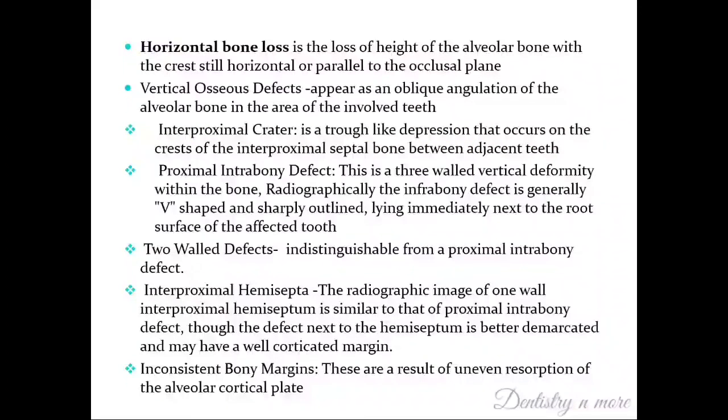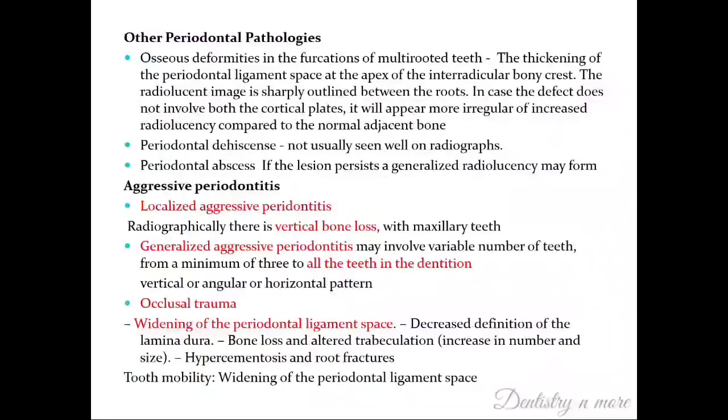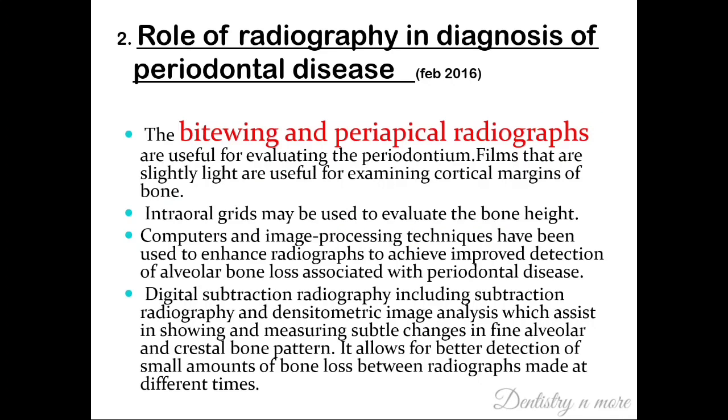Horizontal bone loss is nothing other than loss of the height of the alveolar bone that remains horizontal or parallel to the occlusal plane, whereas vertical defects show an oblique angulation of the alveolar bone in the area of the involved tooth. There are different cratering defects that can be noted, which are already listed here, and you can refer to the textbook of oral radiology by White and Pharoah, under the chapter Periodontal Diseases, where they have given all the radiographic features you see in each of these defects. So I have already mentioned the radiographic features of periodontal diseases.